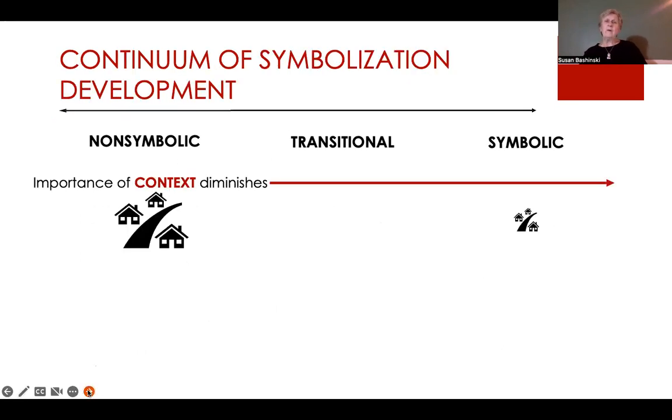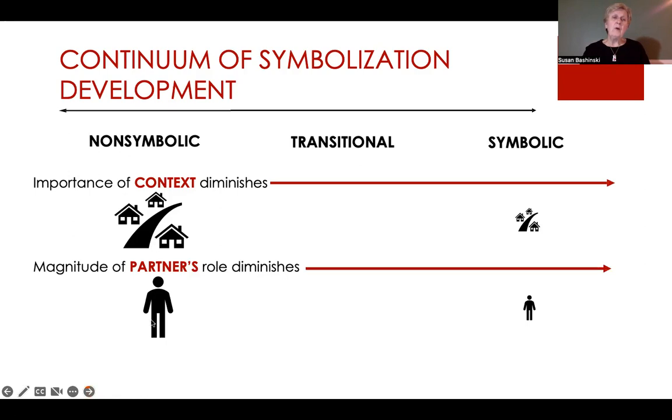There are three other elements of the symbolization continuum that are very important, and these are trends or generalizations. First, the importance of the context, and I've just used a neighborhood because I really didn't know how to depict context. It's super important at the non-symbolic stage, and as kids move down this continuum, it becomes much less important, or maybe not important at all. Second, the partner's role. The partner is super key here, and as you move down the continuum, becomes less important.